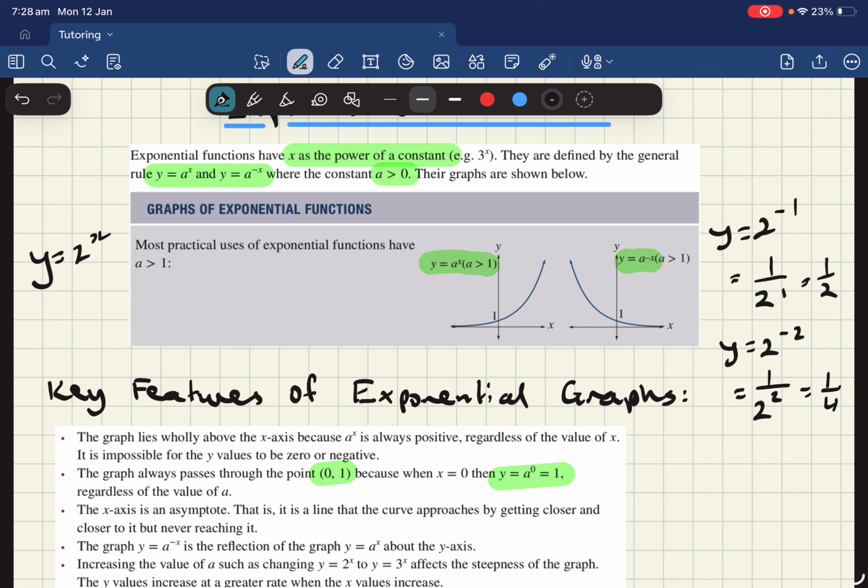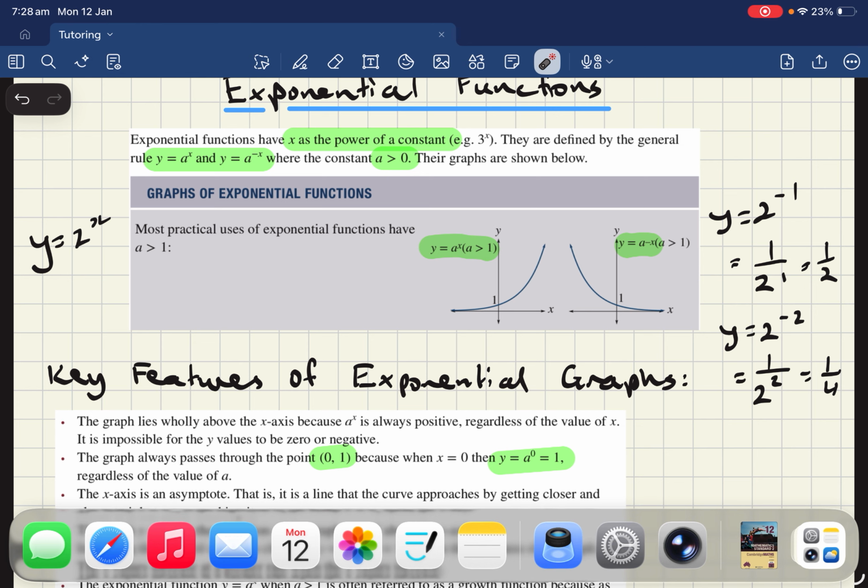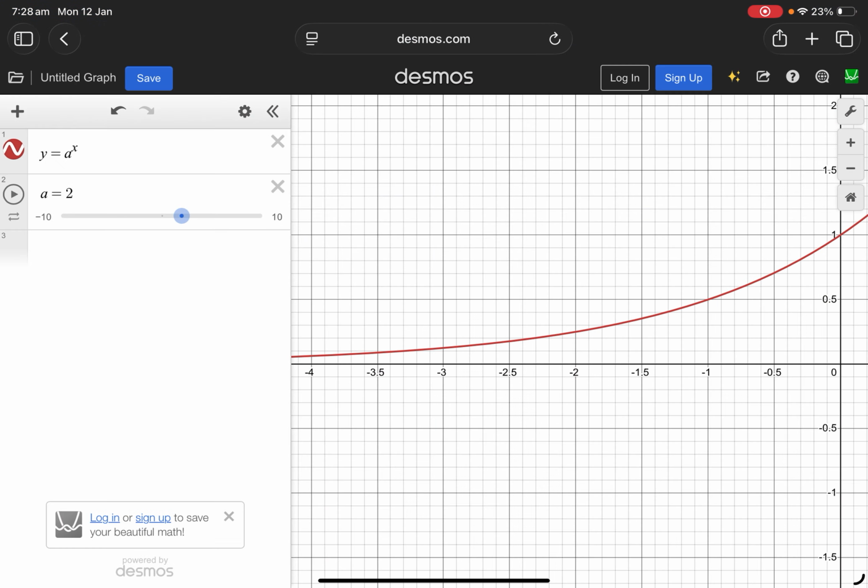So your fraction, as your power gets smaller, so it goes to -3, -4, etc. in the negatives, our fraction is going to get smaller and smaller and smaller. Let's actually investigate that. We can pretty clearly see here when x is -1, y is 1/2.